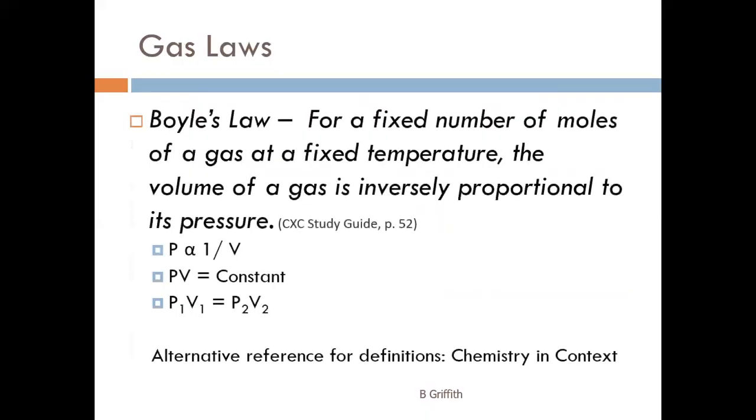So Boyle's law: for a fixed number of moles of a gas at a fixed temperature, the volume of a gas is inversely proportional to its pressure. So we have this relationship where P is proportional to 1 over V, and the product PV is constant. Again, as I said, the alternative references for definitions will be your Chemistry in Context. Whichever definition sits in your brain fastest and easiest, that's the one that you should learn.